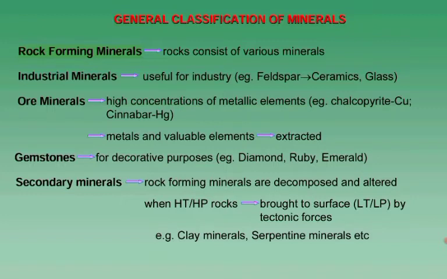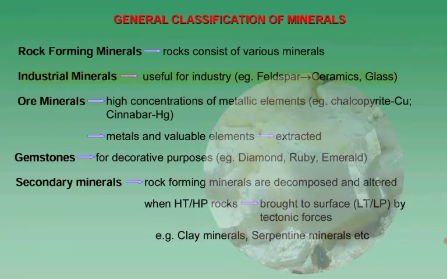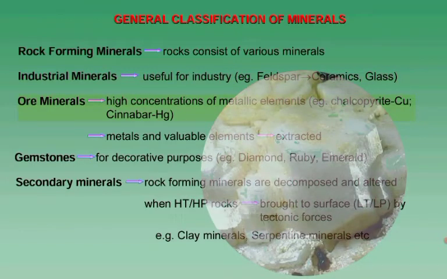Rock-forming minerals: rocks consist of various minerals. Industrial minerals are useful for industry, e.g., feldspar for ceramics and glass. Ore minerals: high concentrations of metallic elements, e.g., chalcopyrite (Cu), cinnabar (Hg), to extract metals and valuable elements. Gemstones are used for decorative purposes, e.g., diamond, ruby, emerald.